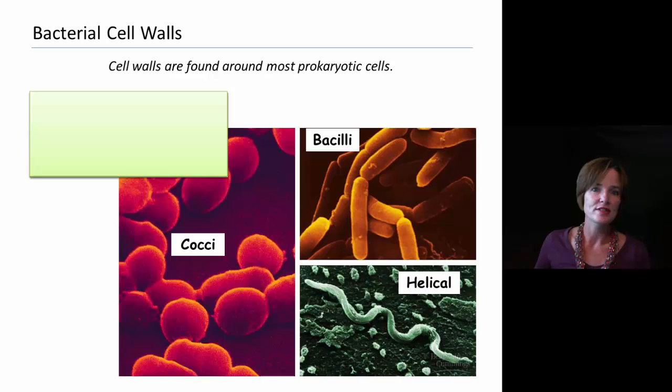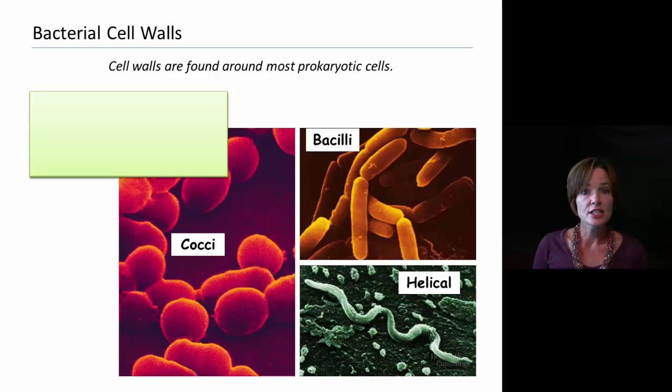Bacterial cells also have cell walls. So the cell wall is going to be found in most prokaryotic cells. As you can see just in this picture here, when we do have the cell walls, one thing that they're going to do is they're going to cause the cells to have different shapes to them. Because this is a pretty rigid structure on the outside.